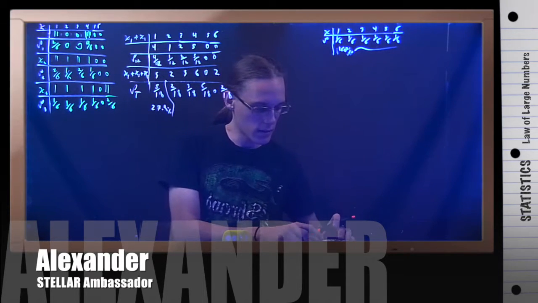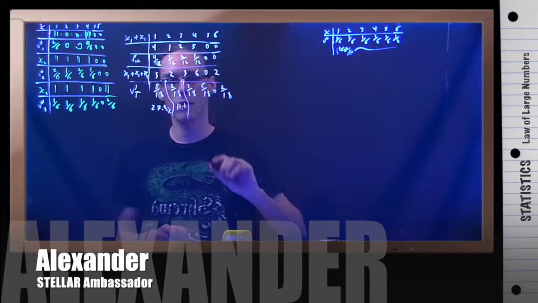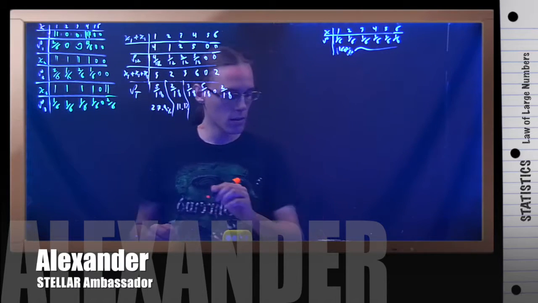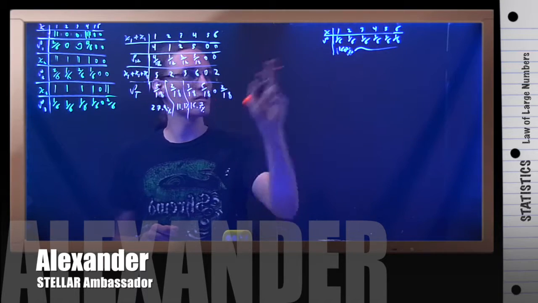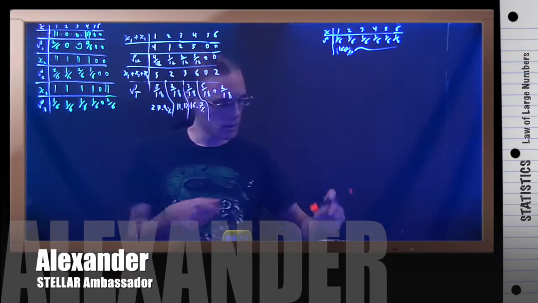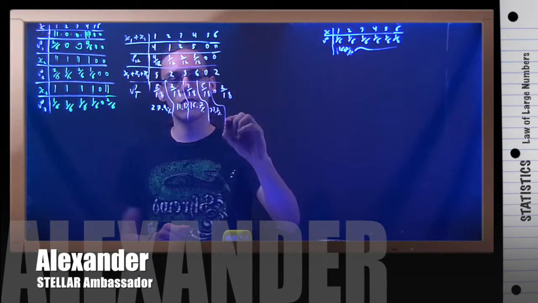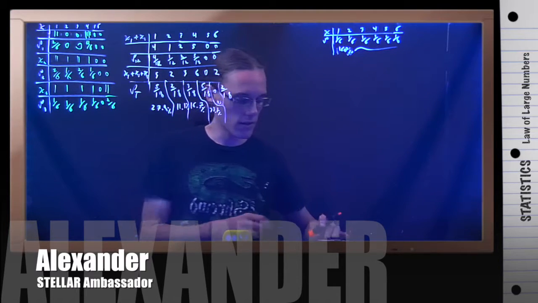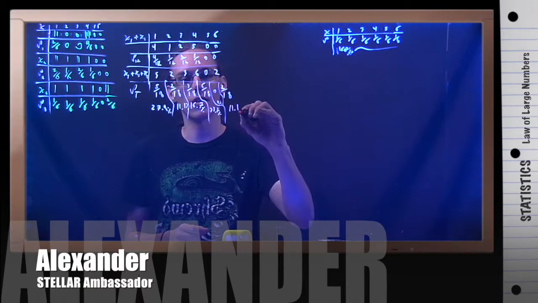2 out of 18 is going to be 11.1%. 3 out of 18 is going to be 16.7%. So one of them matched the theoretical. 6 out of 18 is going to be 33.3%. 5 is just 0, so 0% for 5. And then 2 out of 18 is right here, that's the 11.1%.